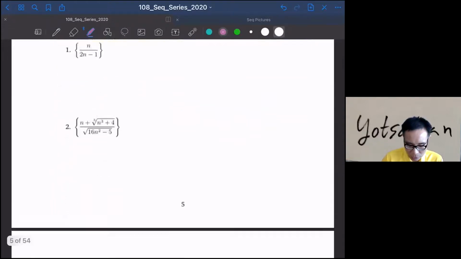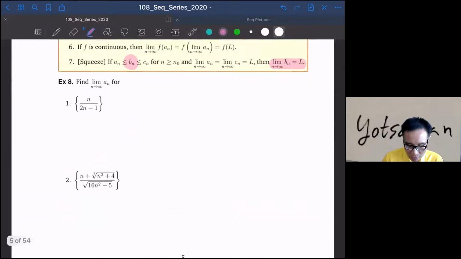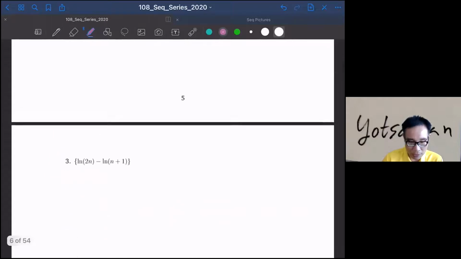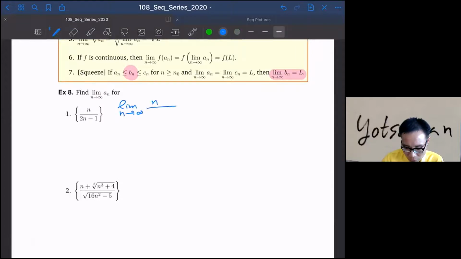Let's do several examples before I finish this clip. I'm going to finish 1, 2, 3, and I'm going to leave you some examples on your own. So for this one, you have n over 2n minus 1. The way to compute this limit is that you'd like to compute the limit as n goes to infinity of n over 2n minus 1.